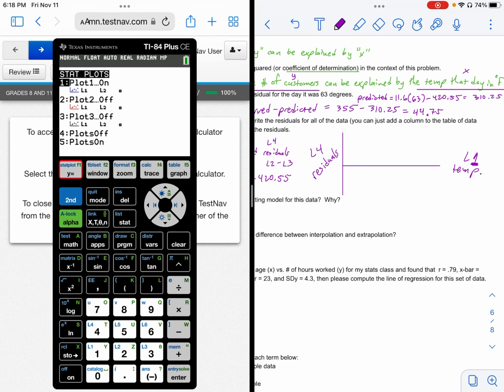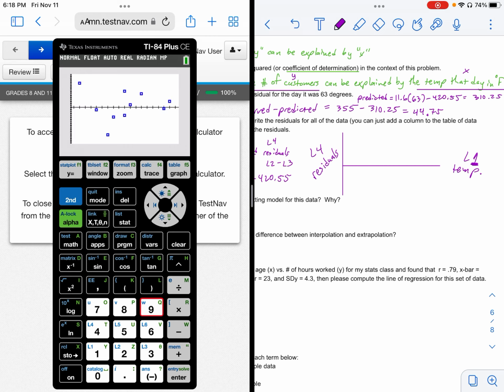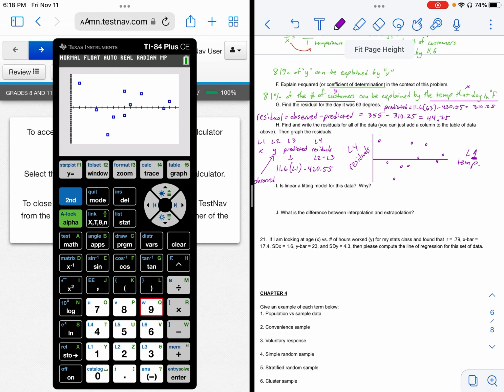So stat plot menu, go into there. The only thing you really need to change is to make this L4. And then hit zoom 9 and boop, there you have it. Just make this a quick little sketch. Okay, and there you have it.